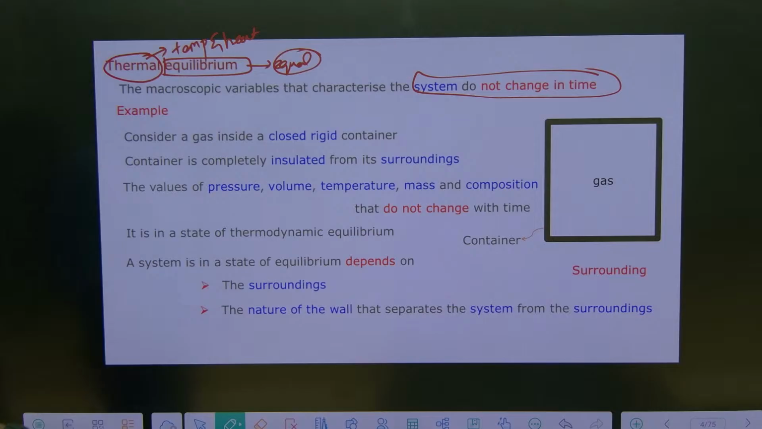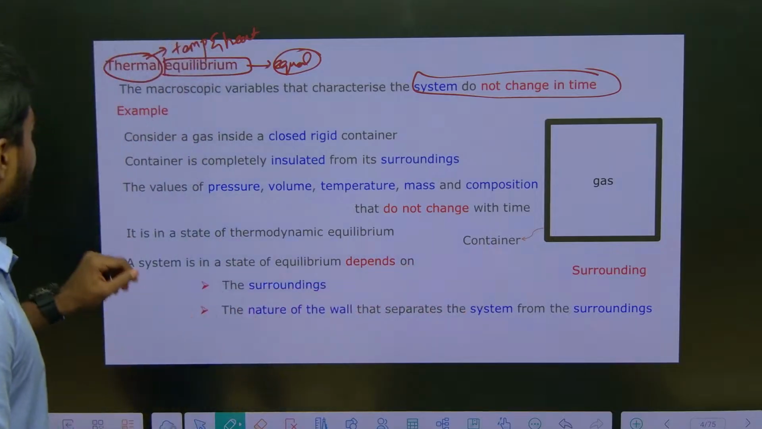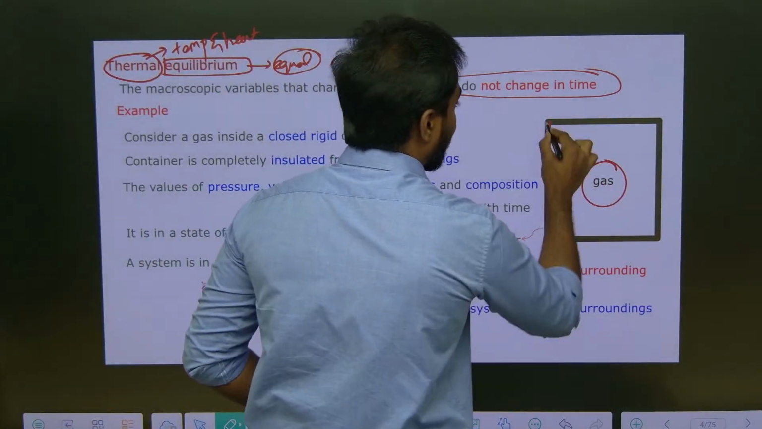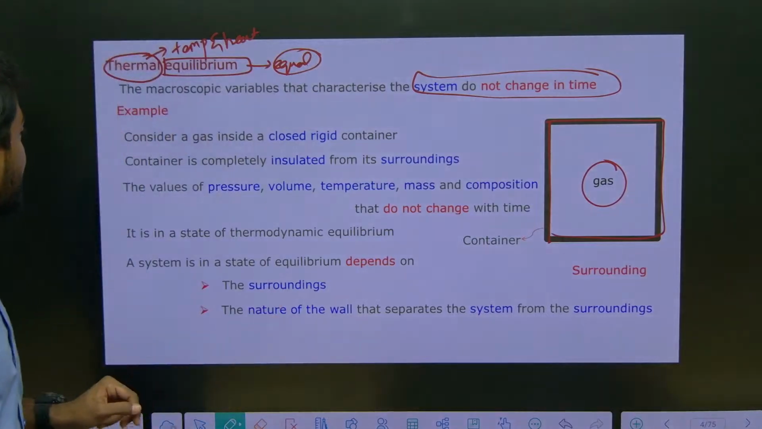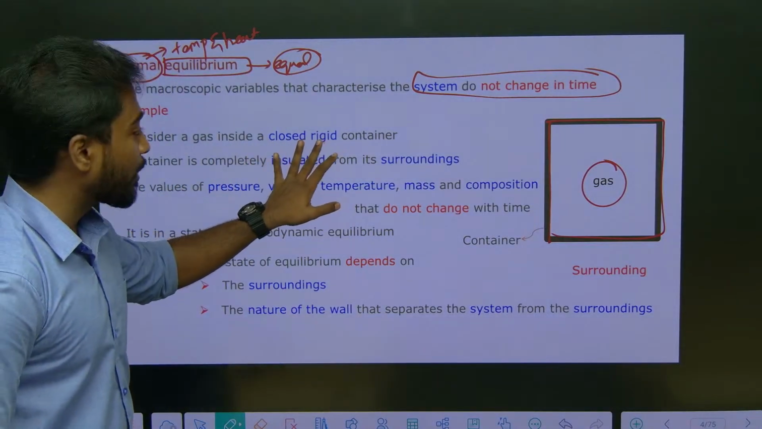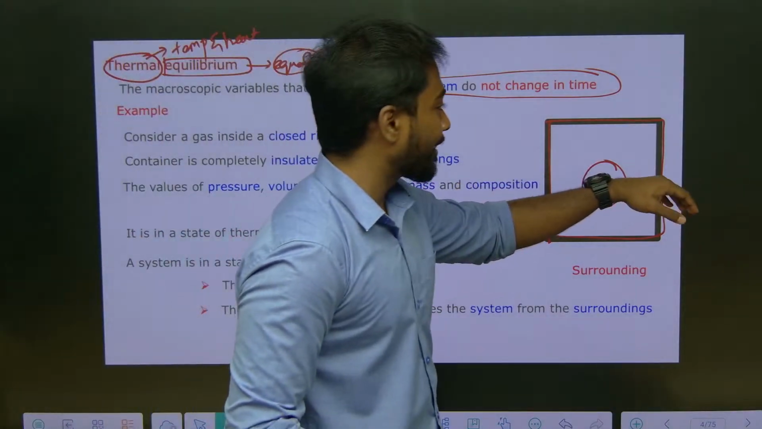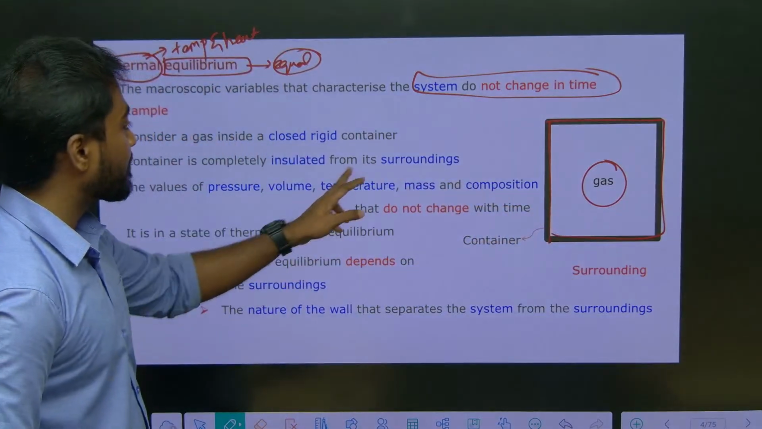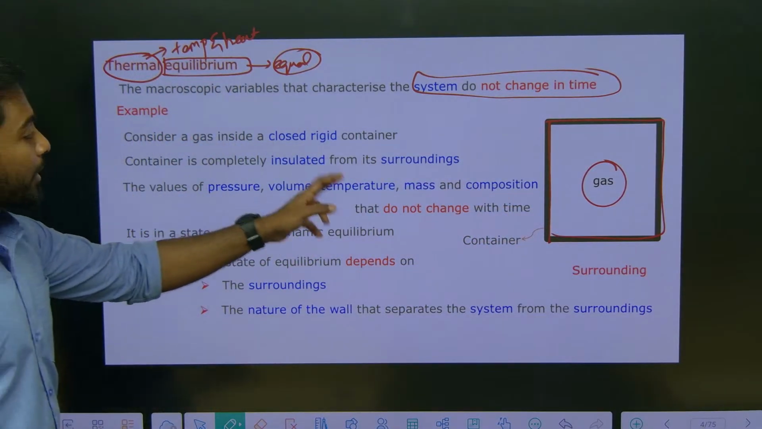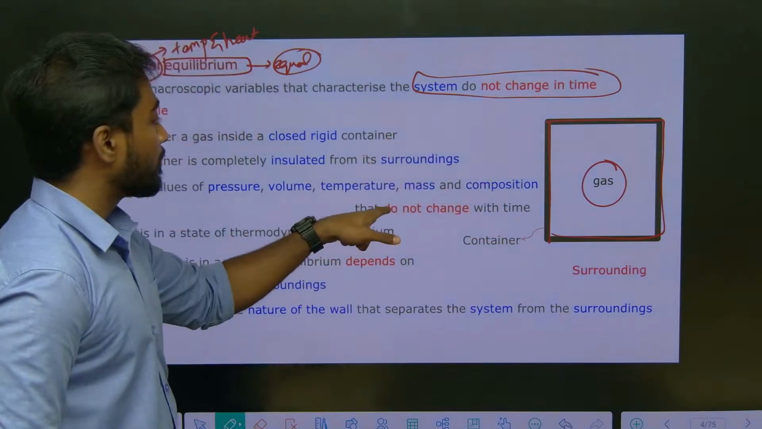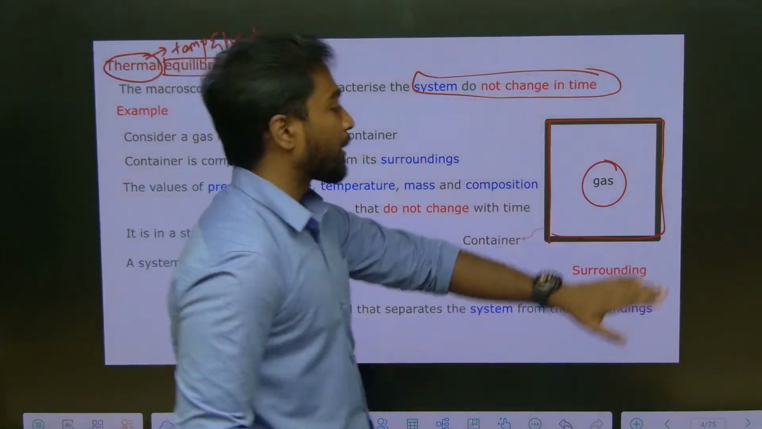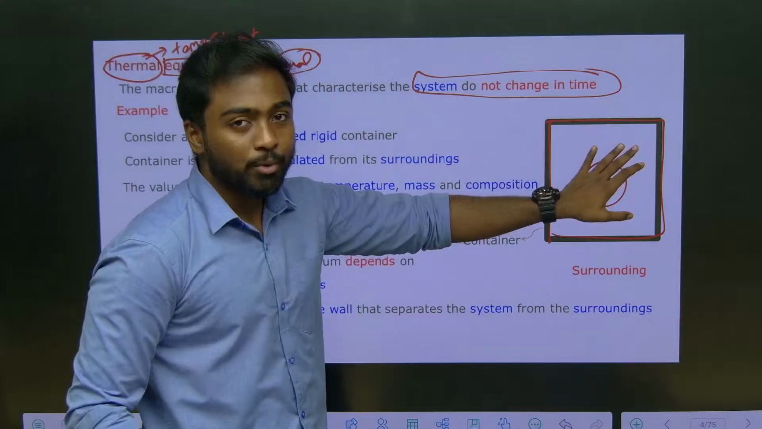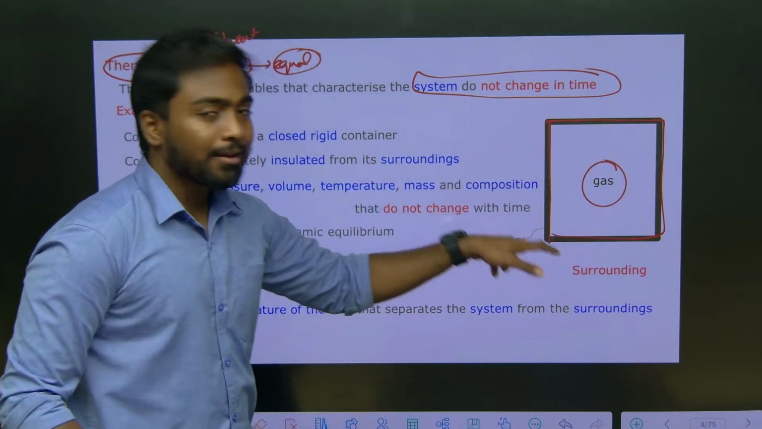Got it? Now, for example, consider a gas inside a closed rigid container. The container is filled with gas and is completely insulated. What is the meaning of insulated? Nothing can enter inside and nothing can come outside; it has been covered properly from its surrounding. The values of pressure, volume, temperature, mass and composition do not change with time. Whatever happens in the surrounding does not affect the gas inside the container.